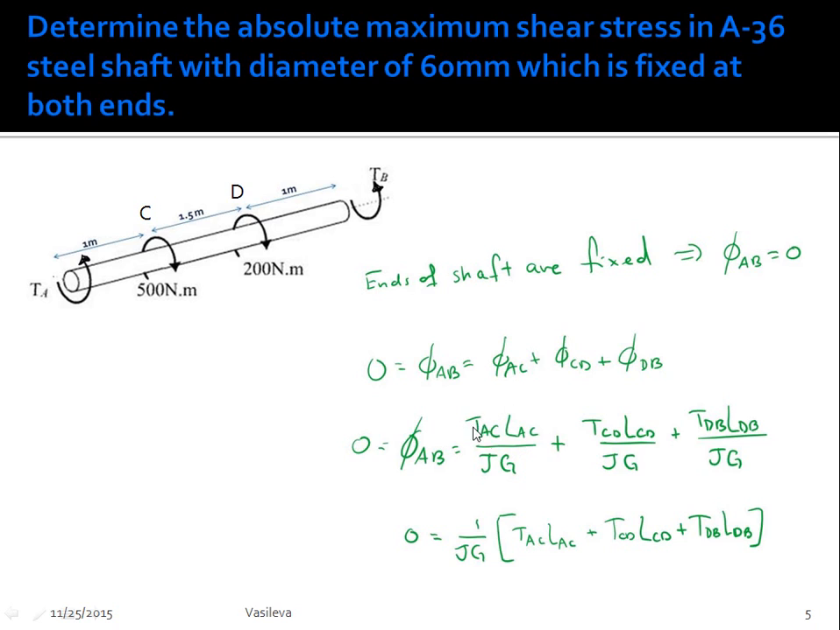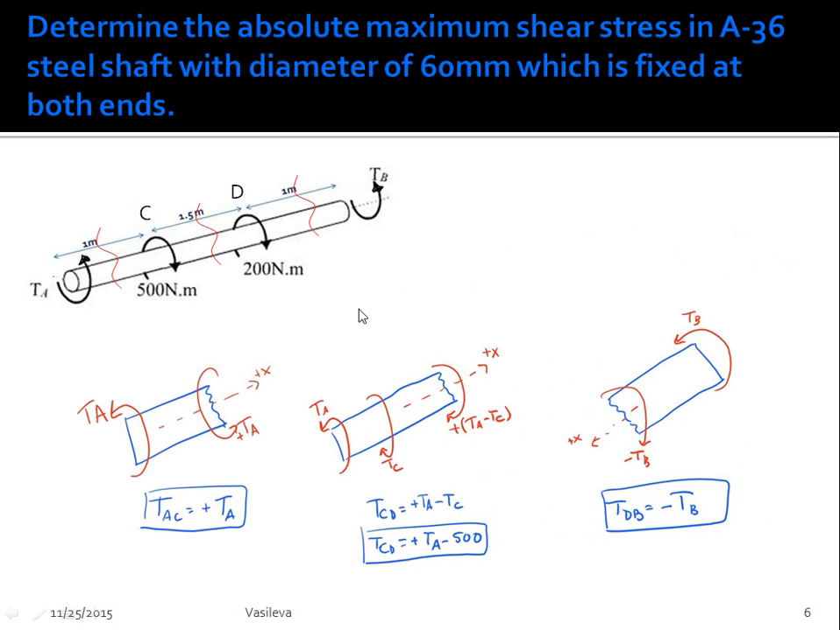So the angle of twist equation is TL over JG, and I wrote that for every single section that I will be needing. Then I pulled out a J over G because all three of them have it in the denominator, and if I multiply this over, JG just disappears and we're left with 0 equals all of this stuff right here. That means we don't need to calculate J, nor do we need to know G in this problem.